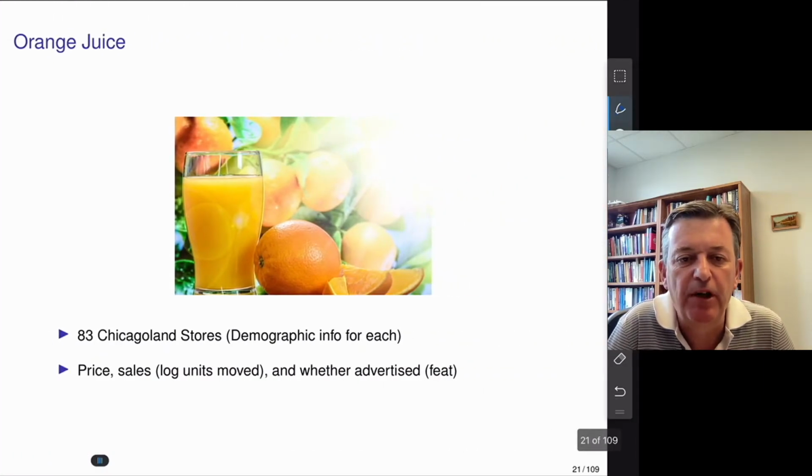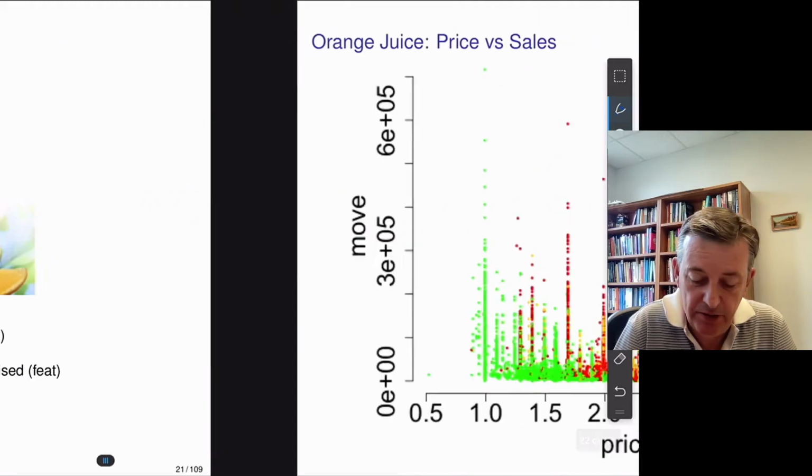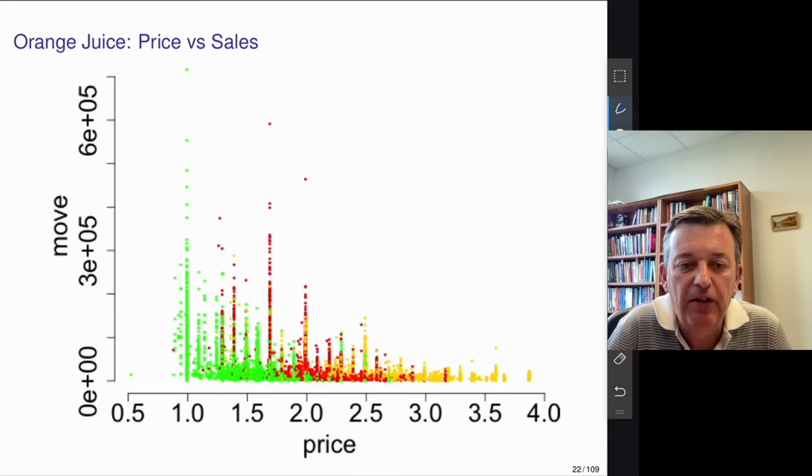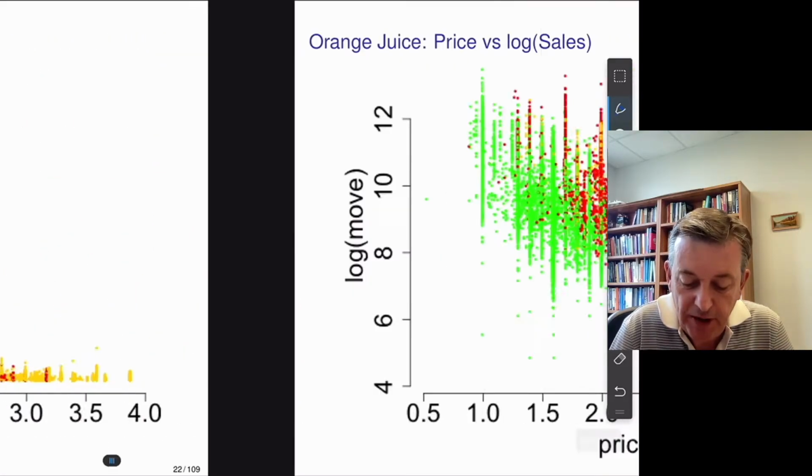So let me give an example of that: predicting demand for orange juice across Dominick's stores in Chicago. Let's take a little look. Let's look at the data. I've got three different brands, Minute Maid, Tropicana, and Dominick's own brand. I think there's green, red, and yellow. And you see that my data is quite skewed. So you're going to see that taking logs will be valuable.